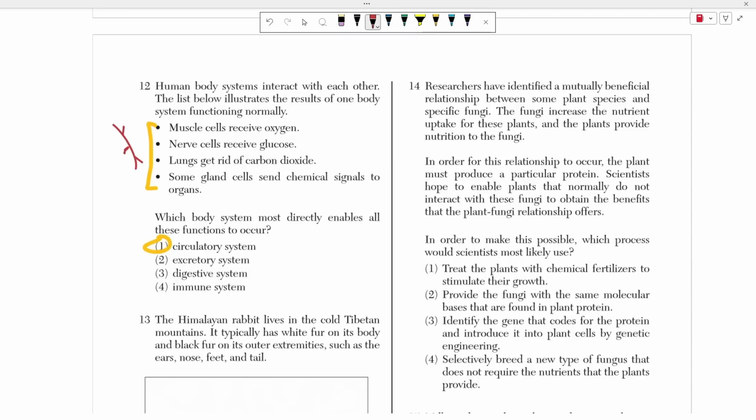All right, the excretory system only gets rid of waste. It doesn't carry products that you need, such as oxygen and glucose. The digestive system will produce glucose, but it won't carry oxygen or get rid of carbon dioxide. And the immune system will only send chemical signals to organs. It won't carry oxygen or receive glucose.